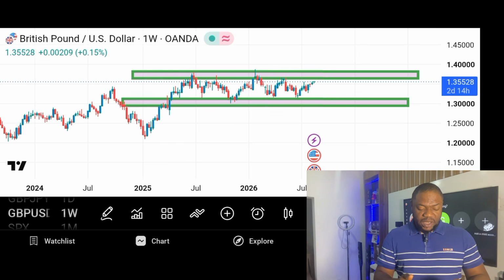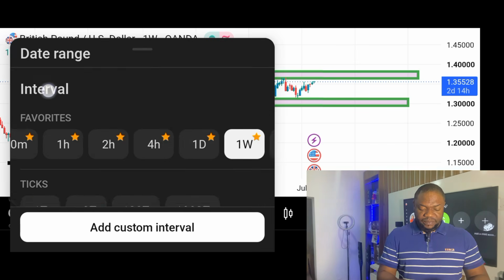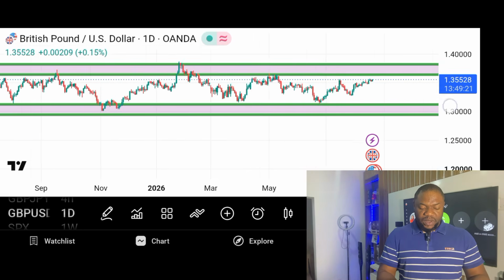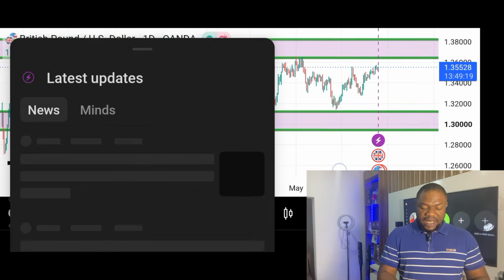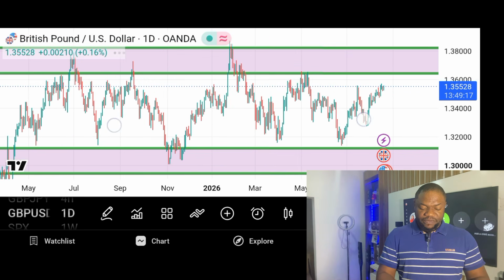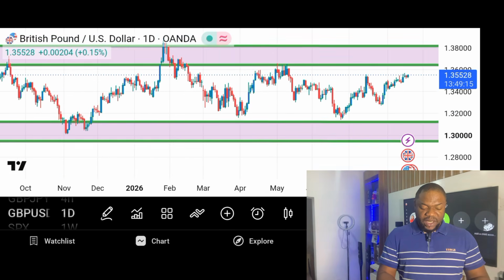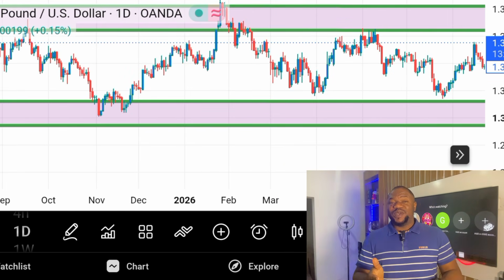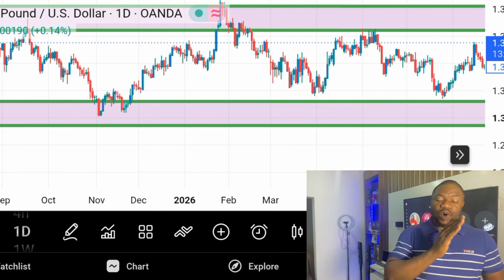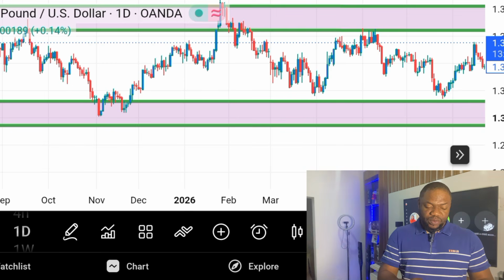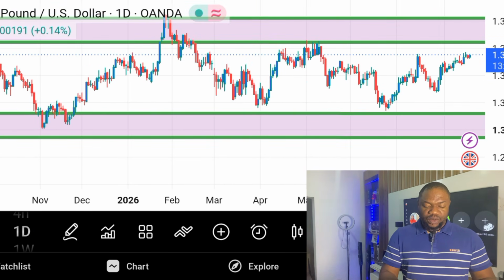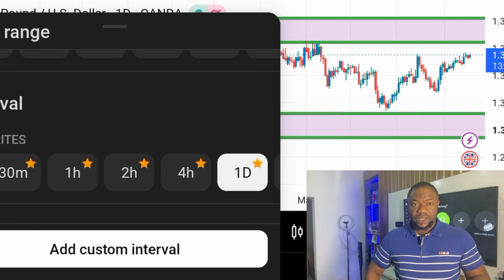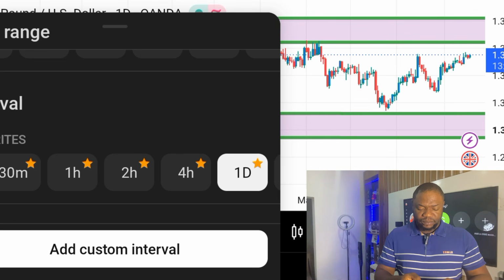Now, let us move down to our daily time frame and see what's happening. Now, on our daily time frame, of course, we can see the range very clear here, right? The range is obvious. It's very, very clear, right? So you know that the market is ranging at this point. But of course, we know that generally we are in an uptrend. Okay, we are in an uptrend. Now, let us go to our 4-hour time frame.